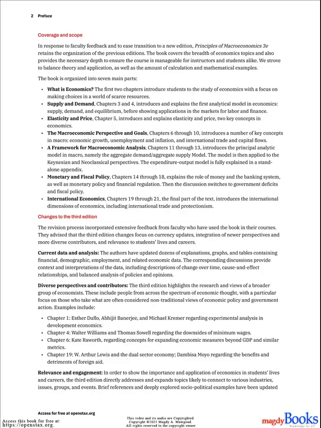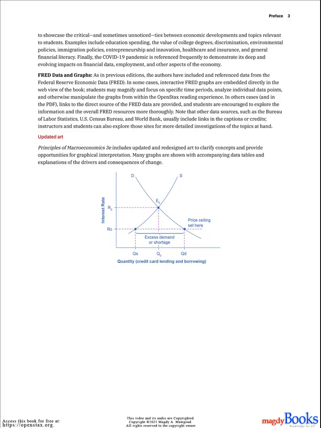Brief references and deeply explored sociopolitical examples have been updated to showcase the critical, and sometimes unnoticed, ties between economic developments and topics relevant to students. Examples include education spending, the value of college degrees, discrimination, environmental policies, immigration policies, entrepreneurship and innovation, healthcare and insurance, and general financial literacy. Finally, the COVID-19 pandemic is referenced frequently to demonstrate its deep and evolving impacts on financial data, employment, and other aspects of the economy.